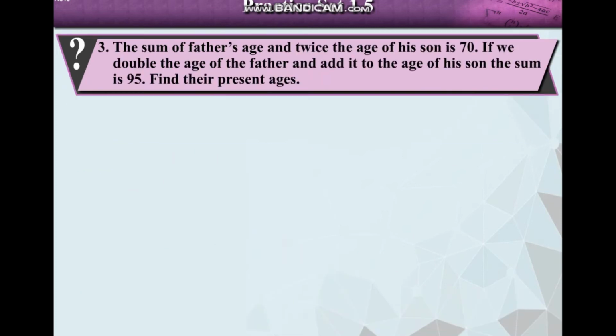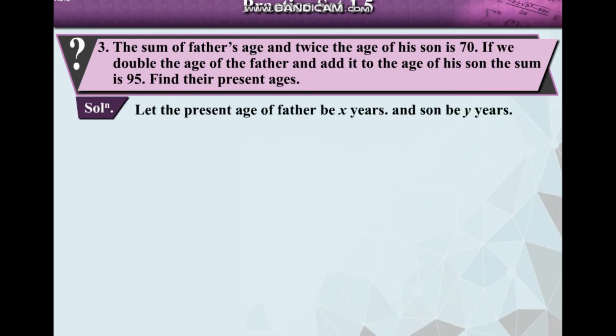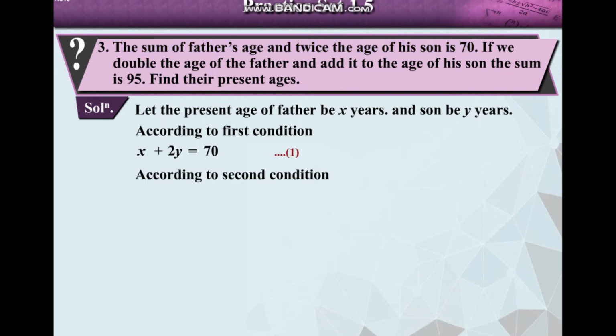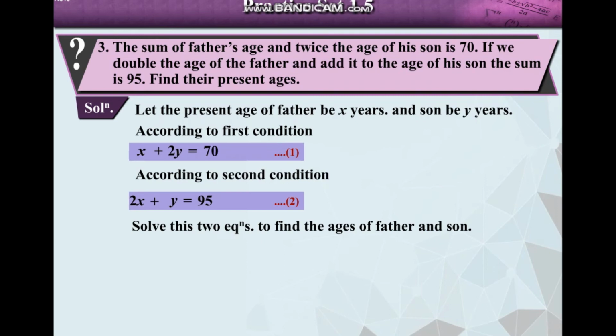3. The sum of father's age and twice the age of his son is 70. If we double the age of the father and add it to the age of his son, the sum is 95. Find their present ages. Solution. Let the present age of father be x years and son be y years. According to first condition, x plus 2y is equal to 70. Equation 1. According to second condition, 2x plus y is equal to 95. Equation 2. Solve these two equations to find the ages of father and son.